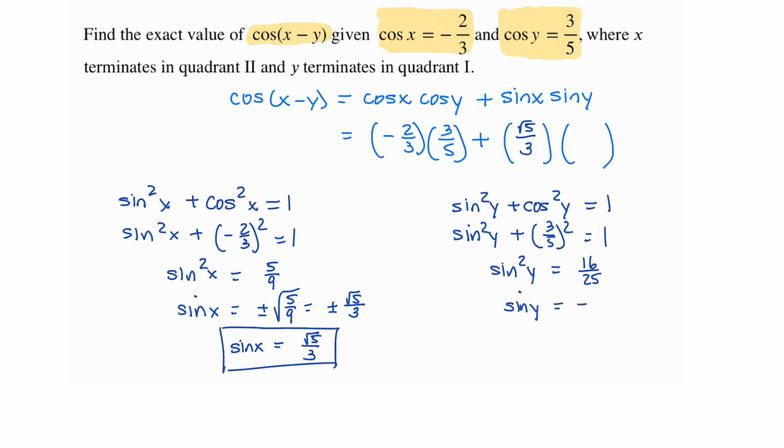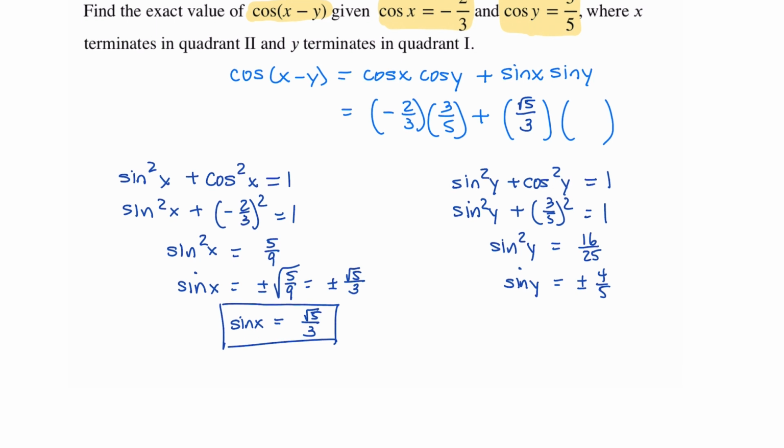Sine y equals plus or minus, and the square root of 16/25 is 4/5. Again, since y terminates in quadrant 1, we know the value of sine y is positive. So that means we're going to use sine y equals 4/5. So that gets substituted here too.